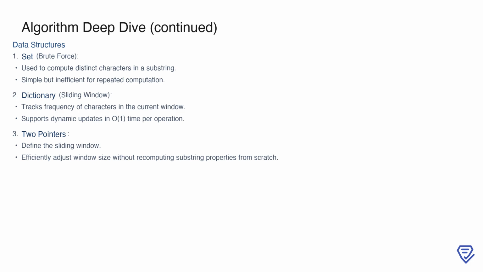Additionally, the two pointers start and end are integral to the sliding window approach. They enable us to efficiently define and adjust the boundaries of the window, ensuring that we only process each character a limited number of times. These data structures work together to reduce redundant computations and achieve the improved time complexity of the sliding window method.